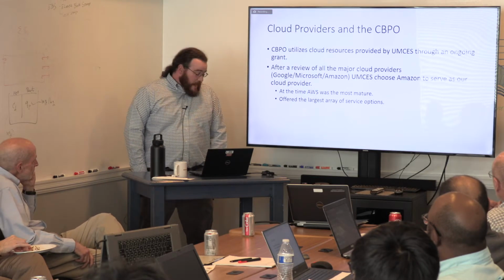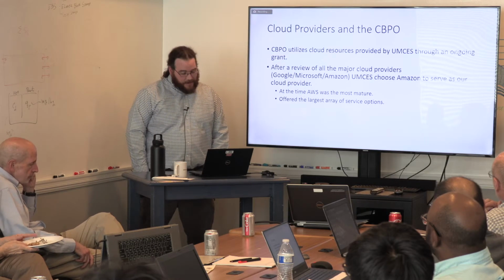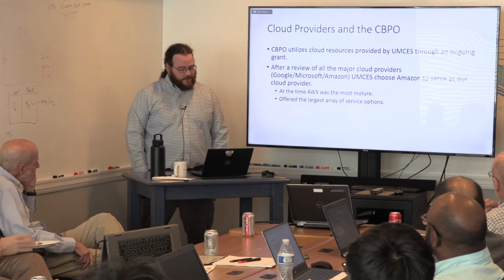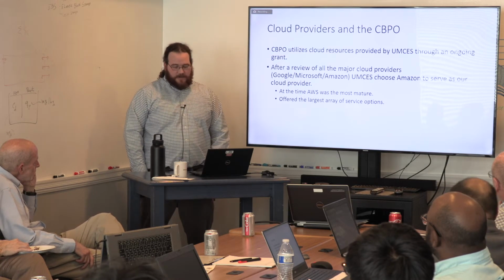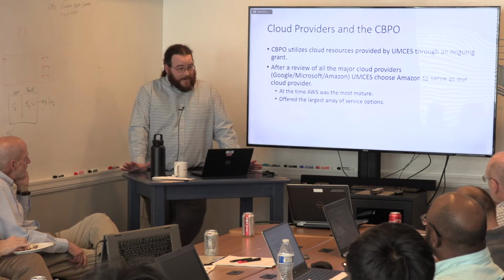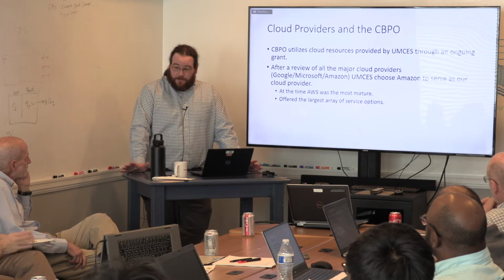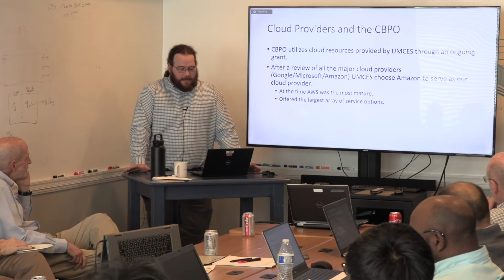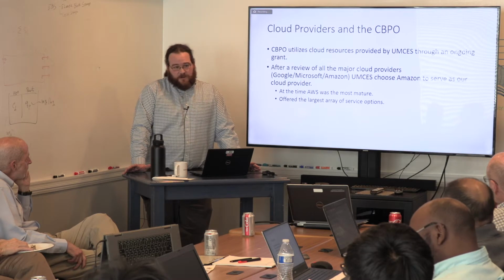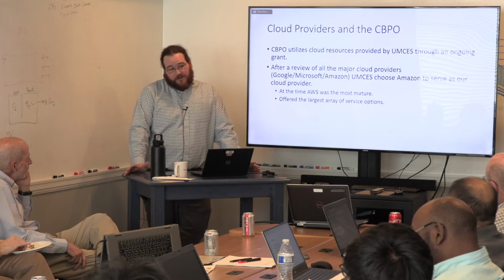And my understanding, and I could have reached out a little bit better and gotten some better data on this, but my understanding of why UMCES chose Amazon was that at the time they looked at everything that was available, pretty much Google, Microsoft, and Amazon. And at the time, Amazon had the widest array of services, and they are also geographically closer as far as their data center, which does help. I mean, the further your bit's got to travel, the longer it could take.